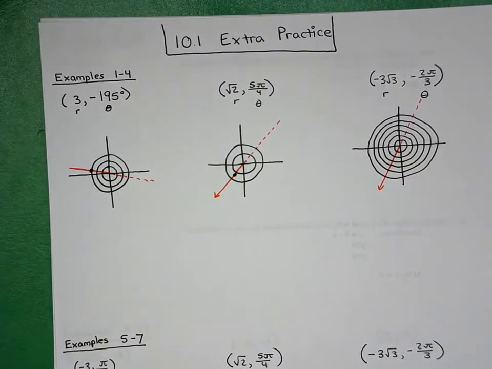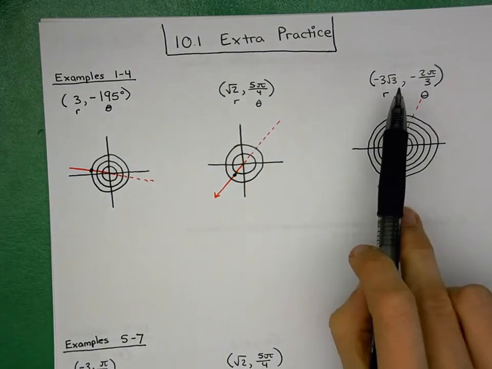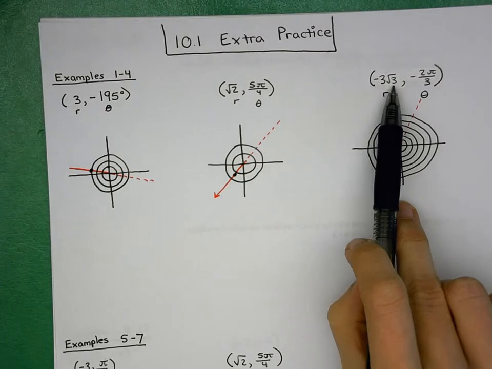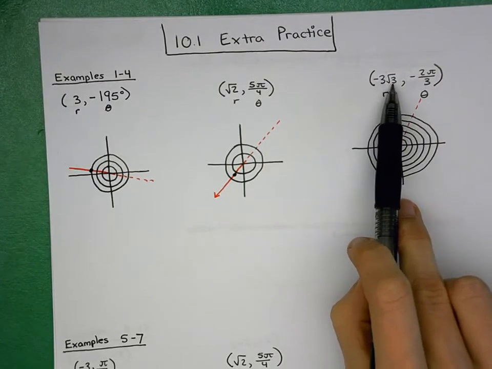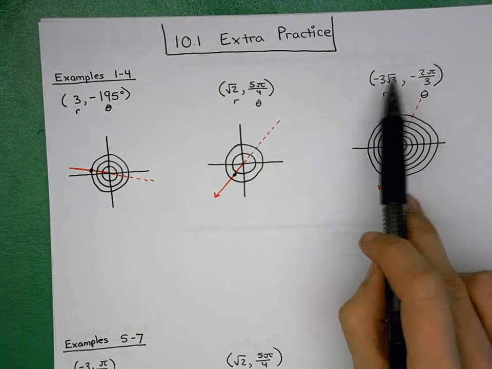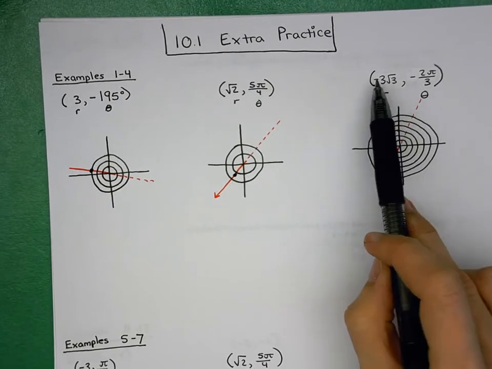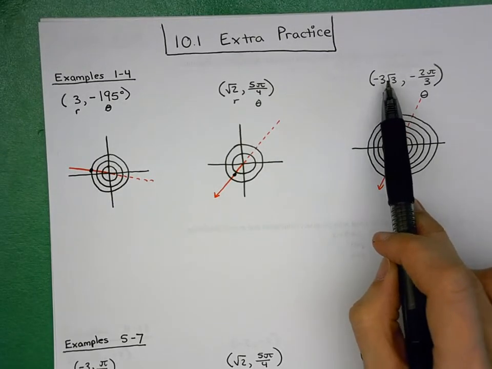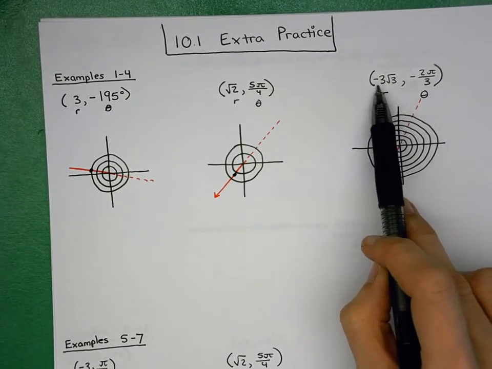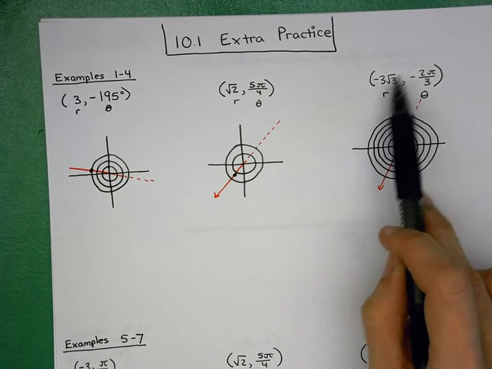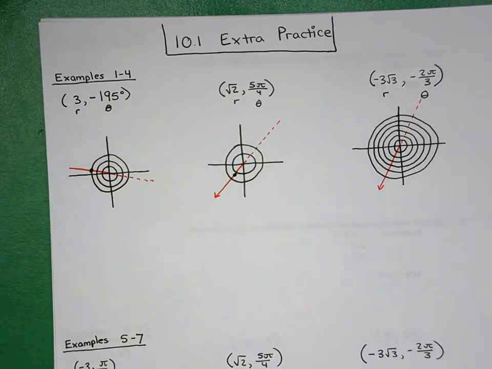And then how much 3 root 3 is, again, we don't know for sure. We know it's more than 3. 3 would be 3 times root 1. So it's more than 3. And we know it's less than 6. 6 would be 3 times 2, or 3 times root 4. And it's closer to 6 than it is to 3.